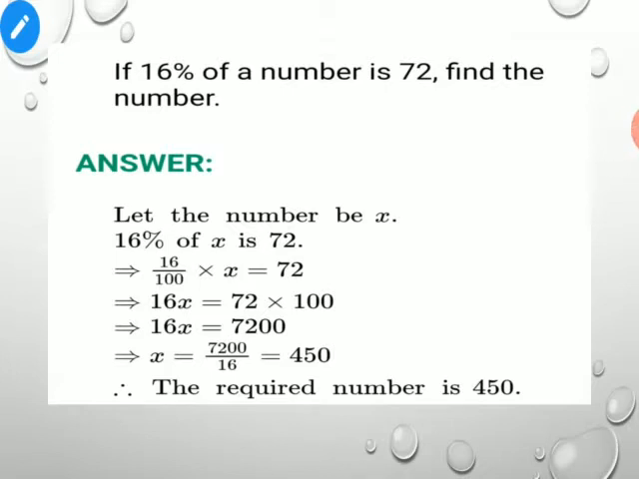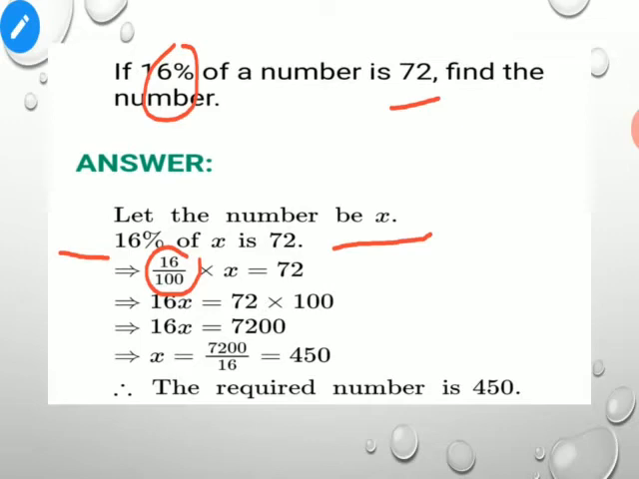Now the next question is, 16% of a number is given to you as 72. You have to find the number. So here you can see the percentage is given, 16%, and its value is given. And you have to find out the total quantity, meaning you have to find out the number here. So first of all, let the number be x here. So according to the question, 16% of x will be equal to 72.